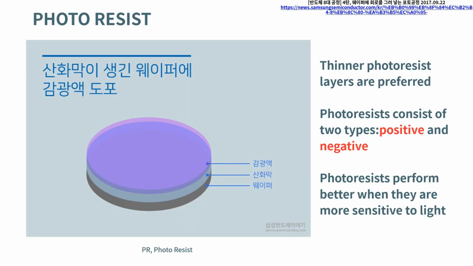First, let's talk about photoresist coating. In this step, a photosensitive material called photoresist is evenly applied to create a photoresist layer. To create high-quality microcircuits, it is essential that the photoresist layer is thin, uniform, and highly sensitive to light.